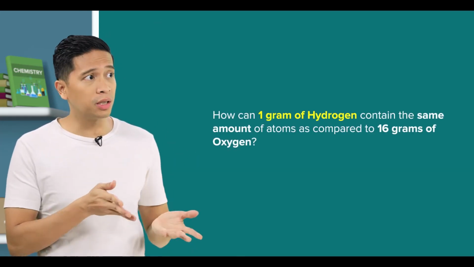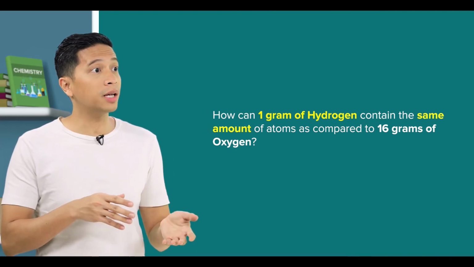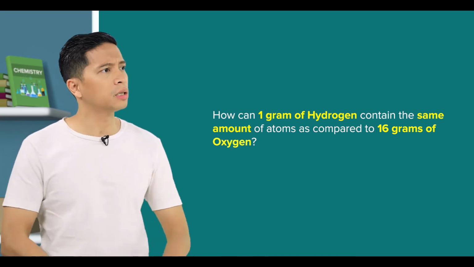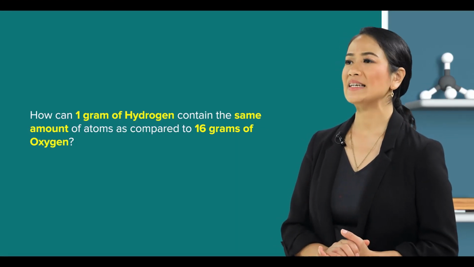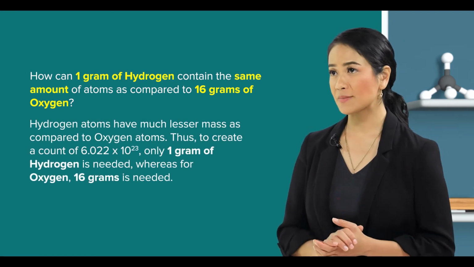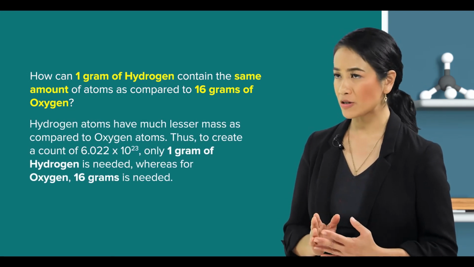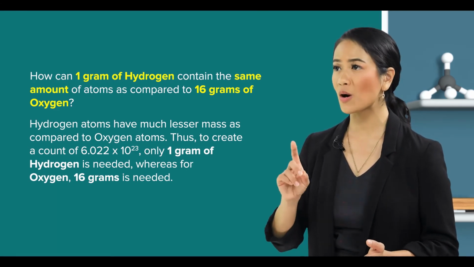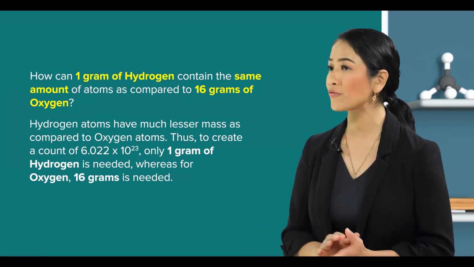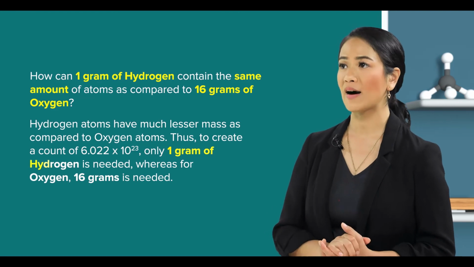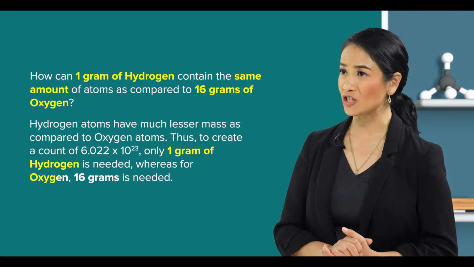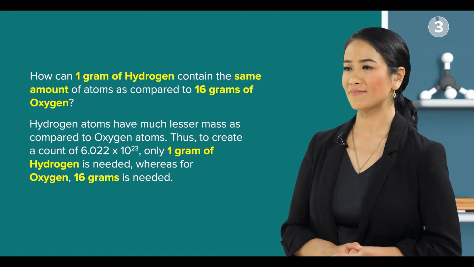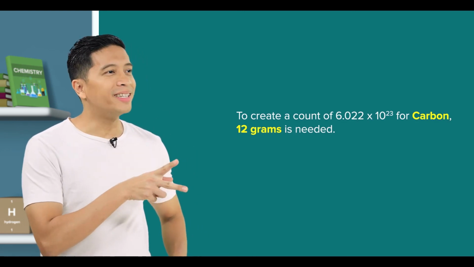But teacher, that is weird. How can 1 gram of hydrogen contain the same amount of atoms as 16 grams of oxygen? Well, the way to think about it is as such. Hydrogen atoms have much less mass as compared to oxygen atoms. Thus, to create a count of 6.022 times 10 to the power of 23 atoms, only 1 gram of hydrogen is needed, whereas for oxygen, 16 grams is needed. And for carbon, 12 grams is needed.